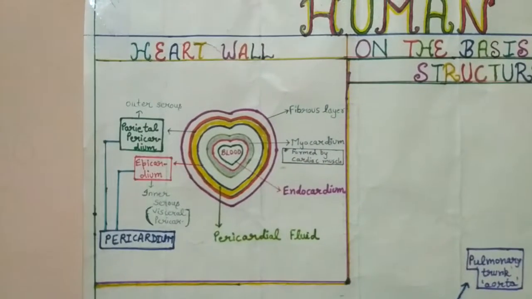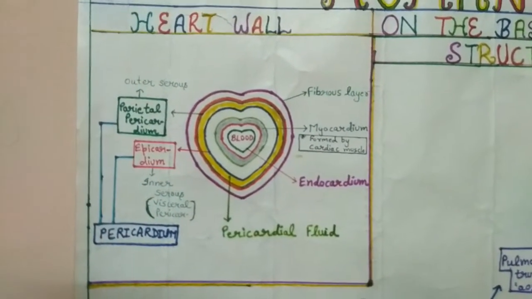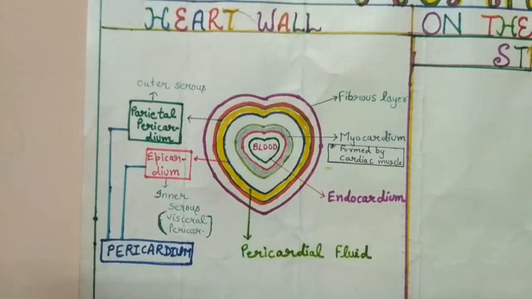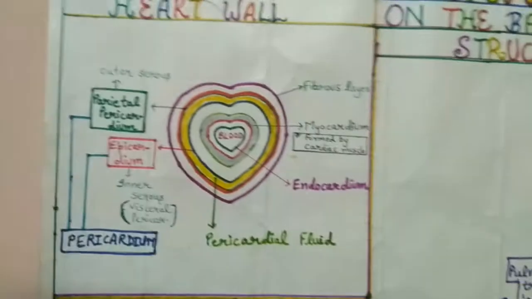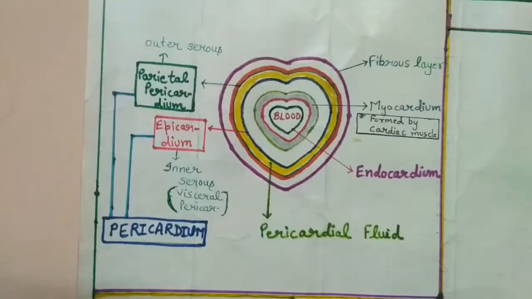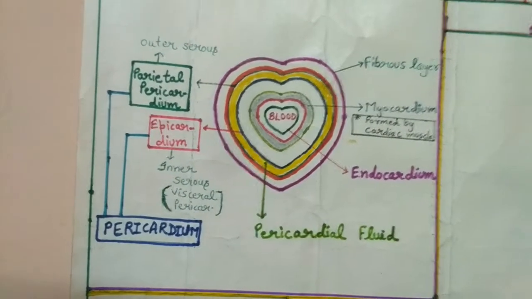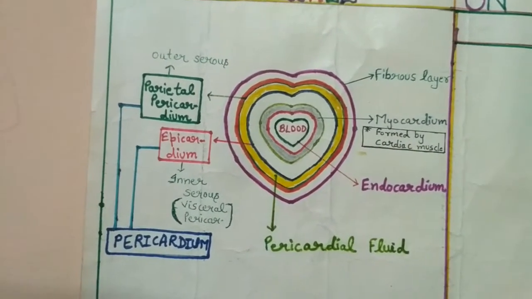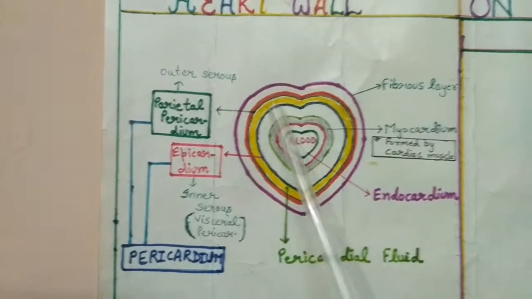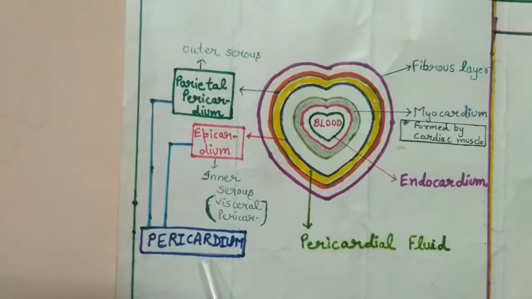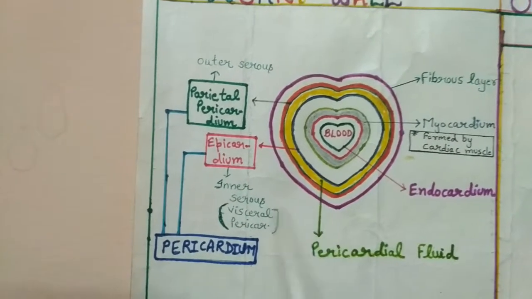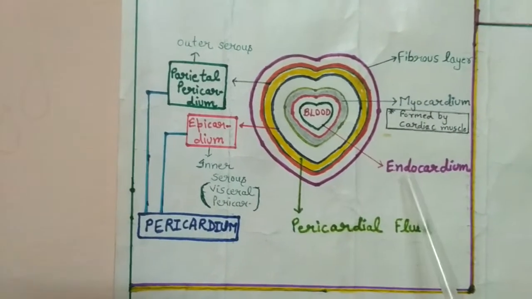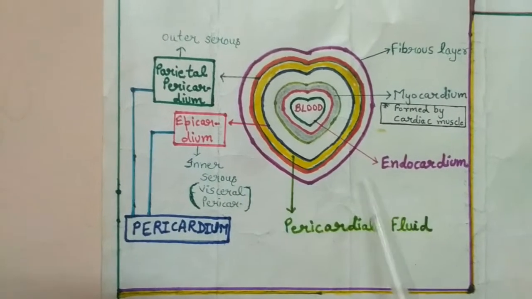So, now let's start with the human heart externals. First of all, we will discuss the human heart wall. The human heart basically comprises three layers. From outside to inside, these are pericardium, myocardium and endocardium. As you can see in the diagram, the pericardium is outside, around the heart, and then myocardium, and after that endocardium, which forms around the blood.